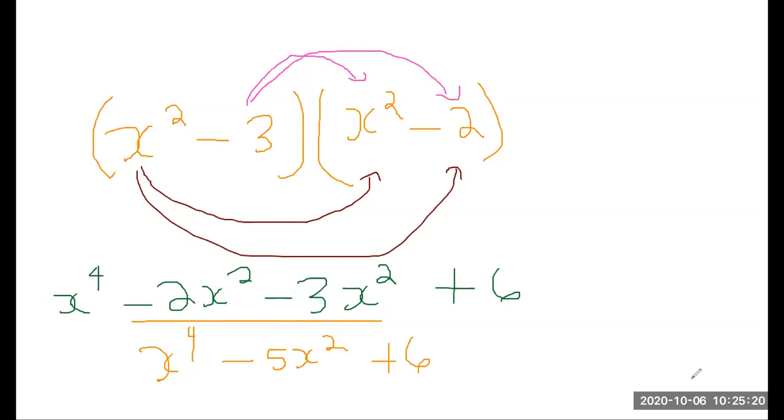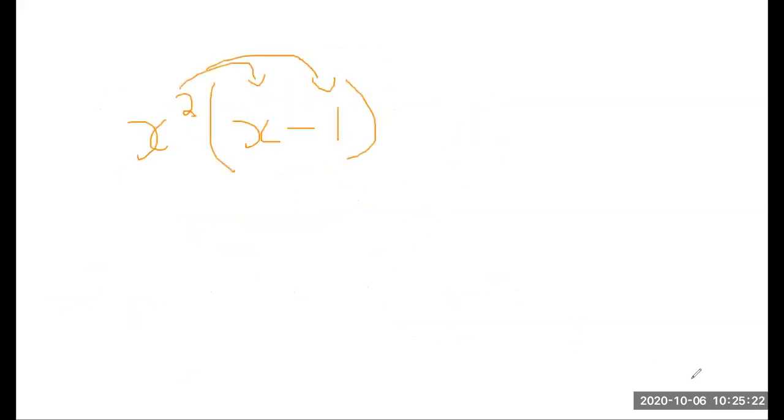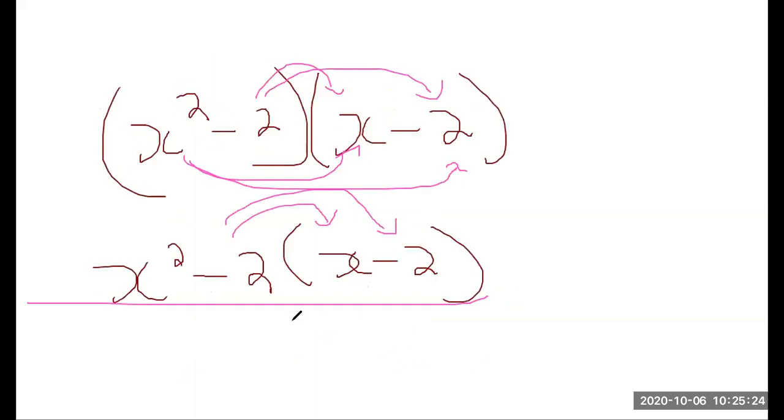I want us to also look at this one. I'm going to rewrite this: x times (x minus 2). I want us to just see that it's different. If I did it this way, then I would only be distributing what? What would I be distributing in this? Yes, the x squared. It's just that it's reversed.